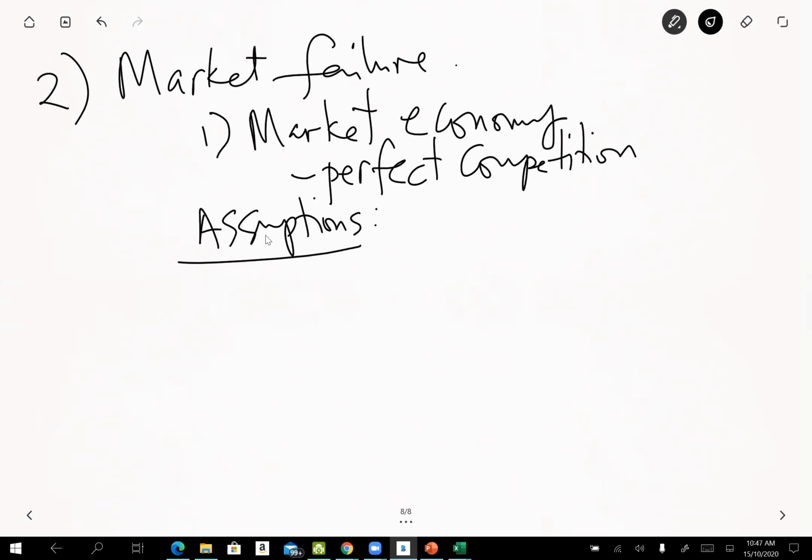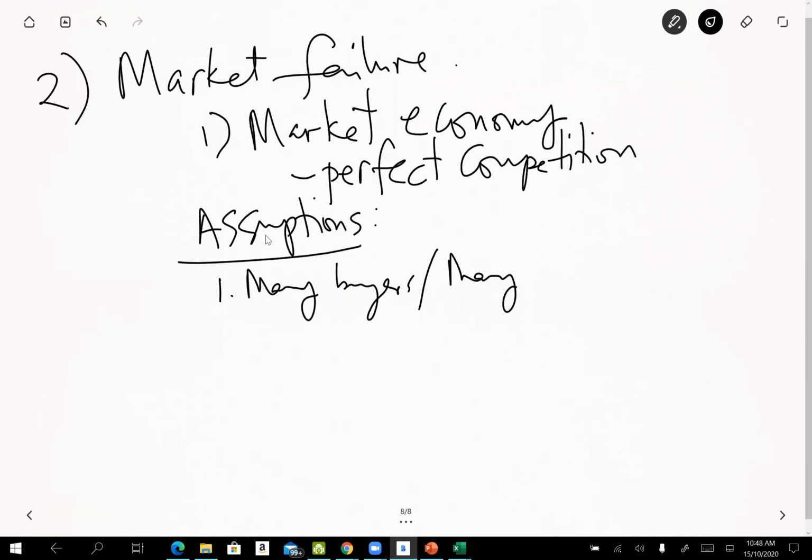Many producers and buyers. Number 1, you have many buyers and sellers, right? In fact, if you go by the book, there are infinite number. So many buyers, many sellers. So when you have this, nobody has influence on the price. Everybody will be price taker. Okay, what else? You have free entry and exit.